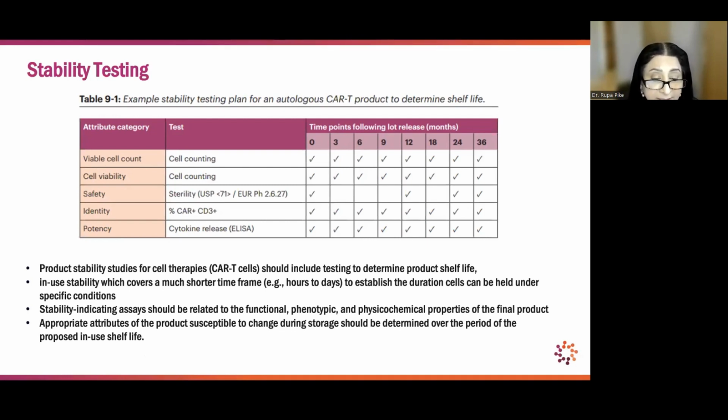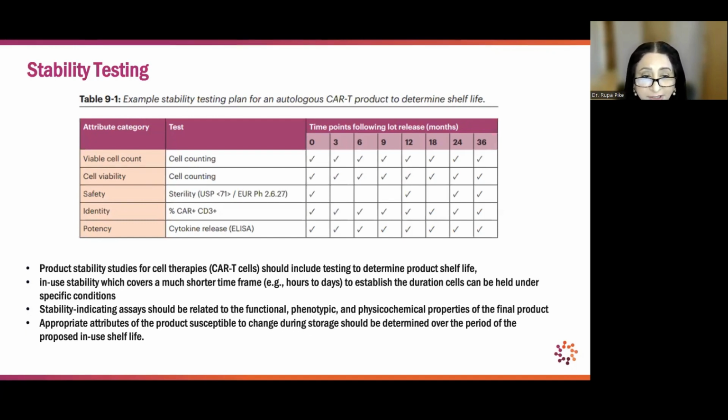Product stability testing is required to ensure that the cell therapy product is at minimum stable for the duration of the clinical trial. And this is a very important criteria. In order to determine the product shelf life, stability indicating assays should be identified through stressed stability sample studies. This is a little more complicated than the standard assays. And these stability indicating assays should be related to functional, phenotypic, and physiochemical properties of the final product.